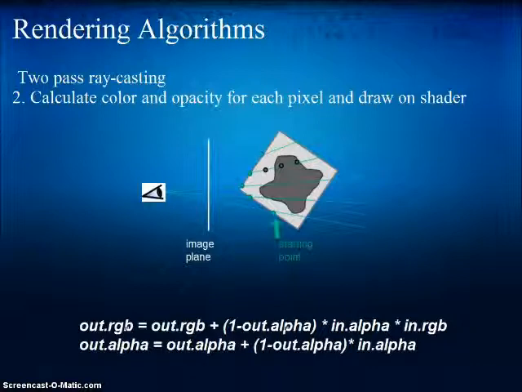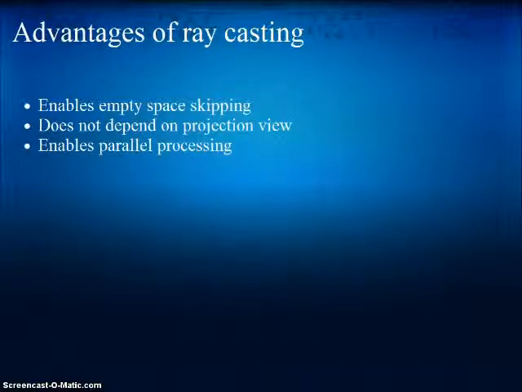Below is the composition equation that we used for front to back composition, and this computation is done in parallel for each ray, and the results are sent to the shader. The advantages of raycasting are, as mentioned before, that it enables empty space skipping, it does not depend on the projection view, and it enables parallel processing by computing for each pixel, for each ray.